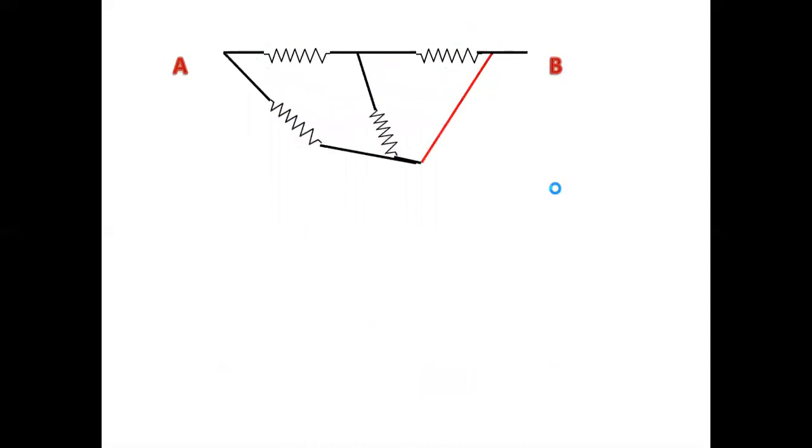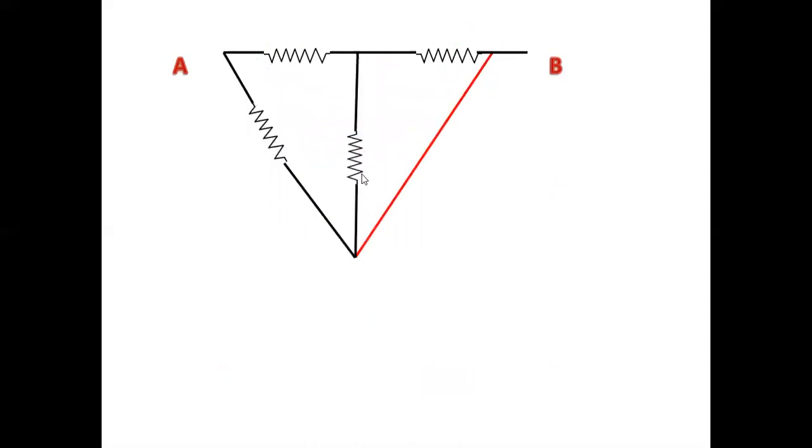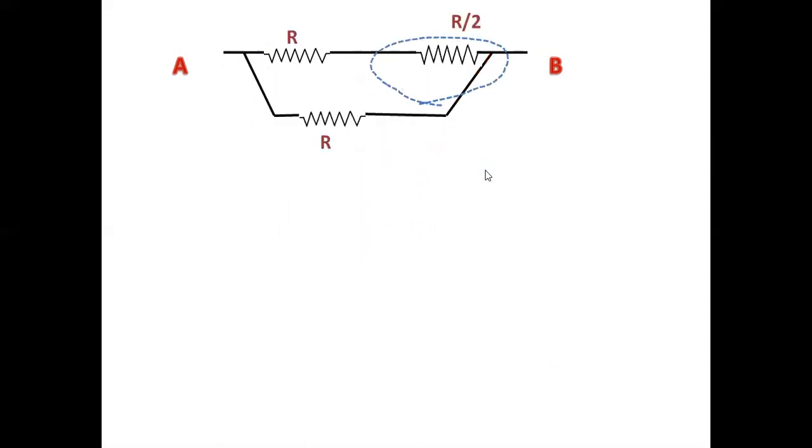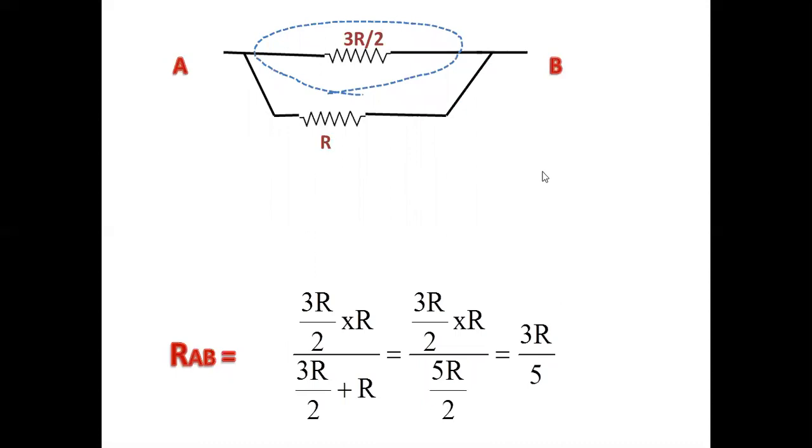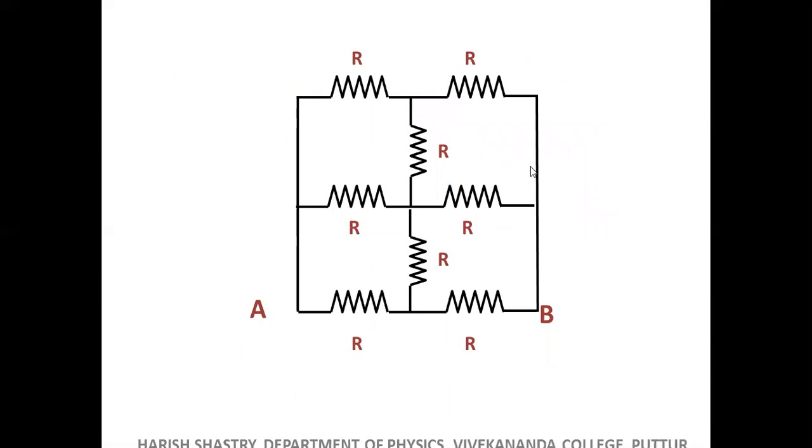Hope you have followed, right? So this is in parallel with this one, R by 2 plus R, 3R by 2. Then this is whole parallel to the whole circuit. Okay, so 3R by 5. Right. Next, 47. So here is the 47th circuit.